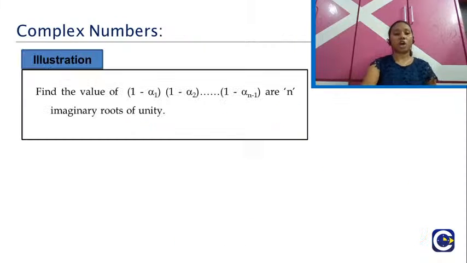Right, so let's solve a question which is related to our nth root of unity. So here comes the question. Here you have to find the value of (1 minus alpha 1) into (1 minus alpha 2) and so on until (1 minus alpha n minus 1), where the alphas are the nth roots of unity. So this is a JEE level question.